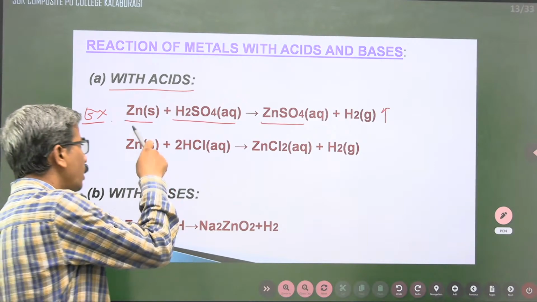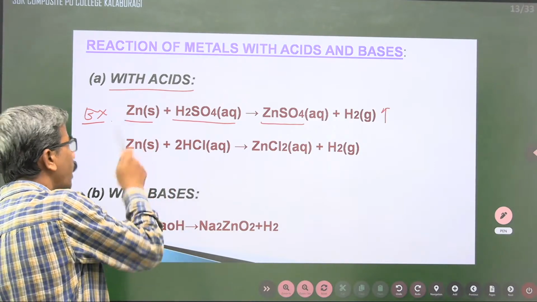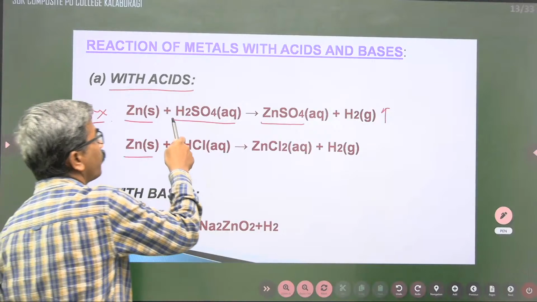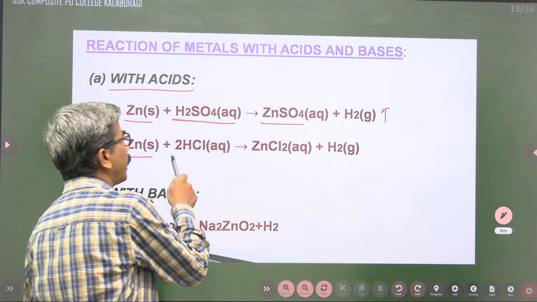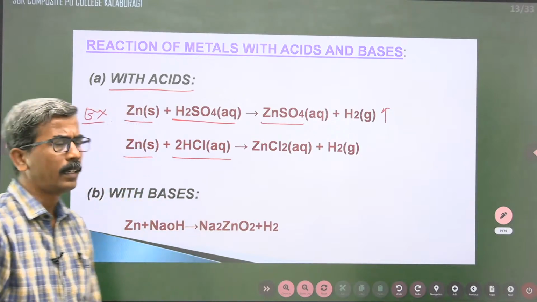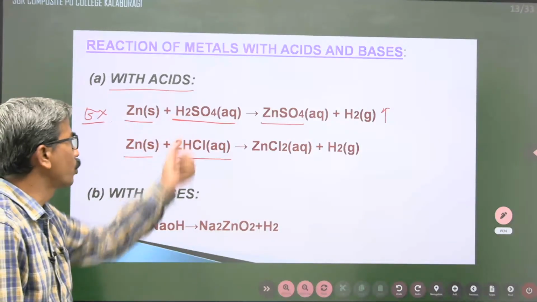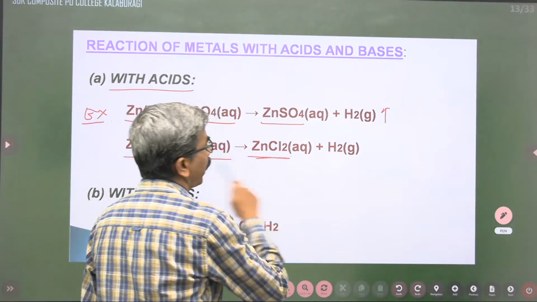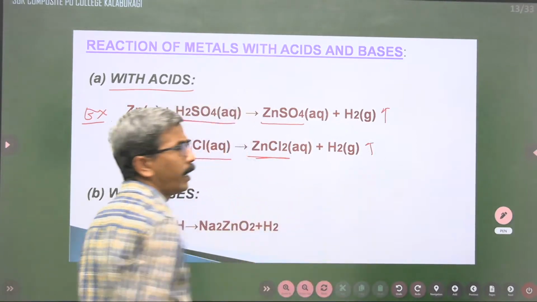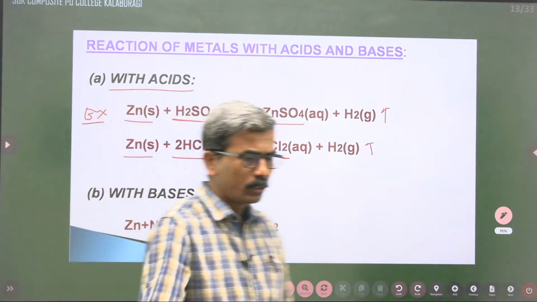Now like this, another example, same zinc metal. Instead of sulfuric acid, here I have taken another acid, hydrochloric acid, similar to sulfuric acid. Here it is going to form zinc chloride, and it is going to liberate once again hydrogen gas. Now try to recall.